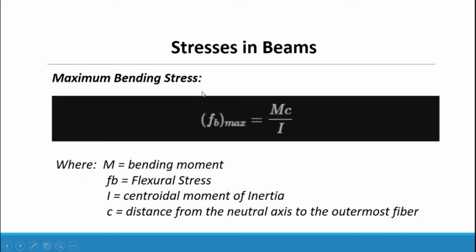And for the maximum bending stress, we have the formula f sub b maximum is equal to Mc over I, where M is the bending moment, f sub b is the flexural stress or bending stress, I is the centroidal moment of inertia, and c is the distance from the neutral axis to the outermost fiber, or the maximum distance from the neutral axis, that's c.